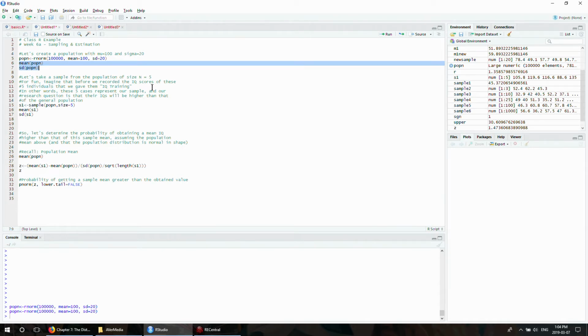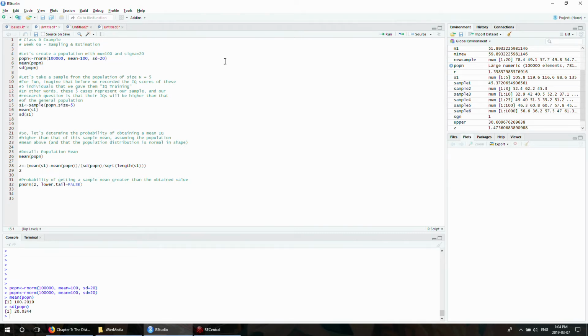So next we want the mean and standard deviation of popn. That's generated, and we get a mean of 100 with a standard deviation of 20, so very close to what we were looking for, but we do have a very, very large sample, so the likelihood we'll get values close to that is really high. So now it wants us to take a sample from this population with the size n equals 5.